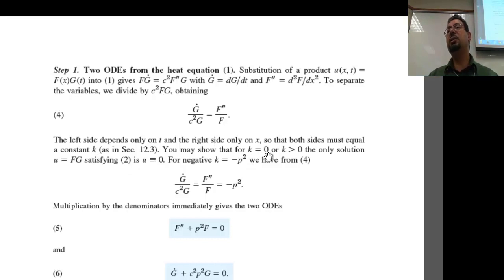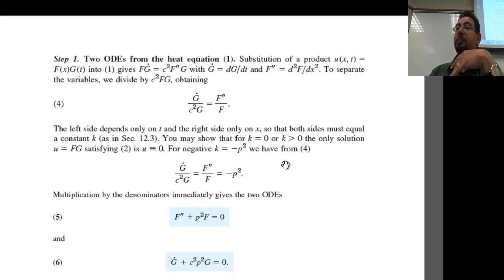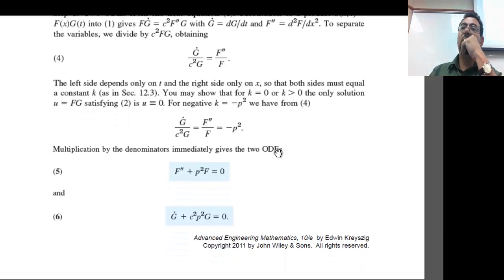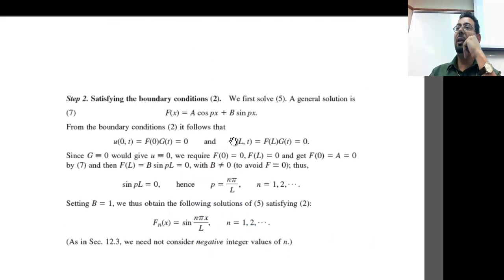And you say, well, k is 0, that's trivial. K greater than 0, that's also trivial. So the only way is negative. We did this. It's exactly the same procedure like before. So it must be basically minus p squared. And so here are the two ordinary differential equations that we will solve. And here is the solution again, a cosine plus b sine. Here are the two boundary conditions. So he got u of 0 equals 0 and u of L is 0.